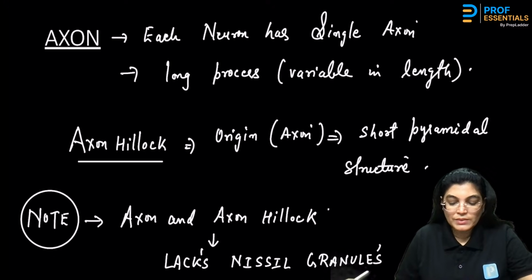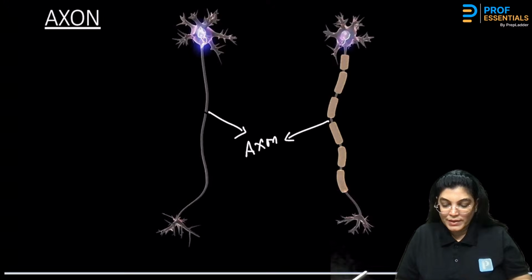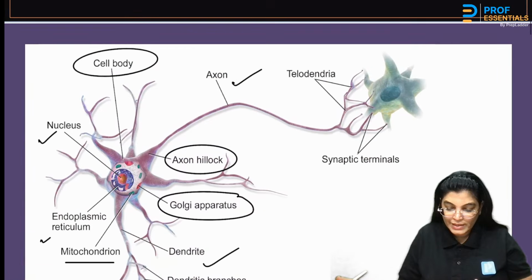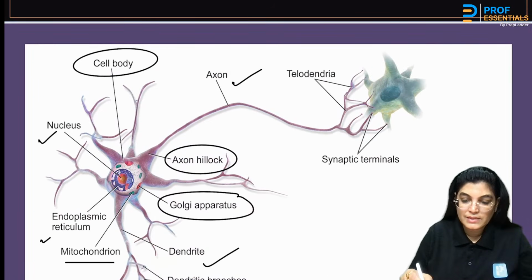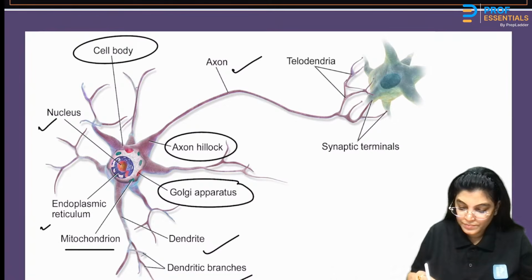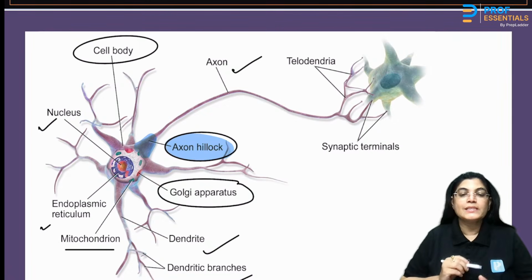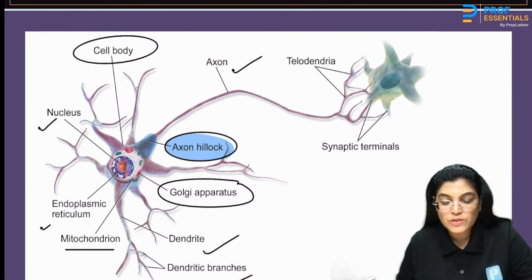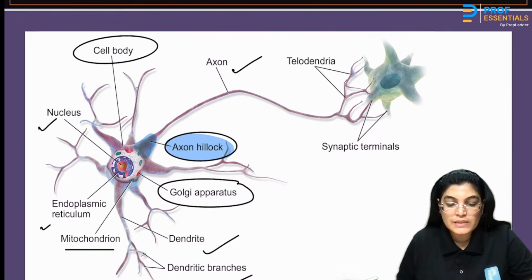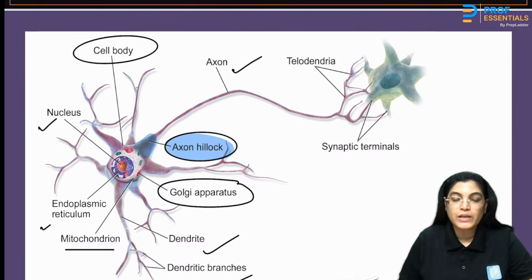So yes, we have done with this. Now let me show you the image once more. Here you can see this area is the axon hillock. This pyramidal structure is the axon hillock, near the origin part where the axons are originating.